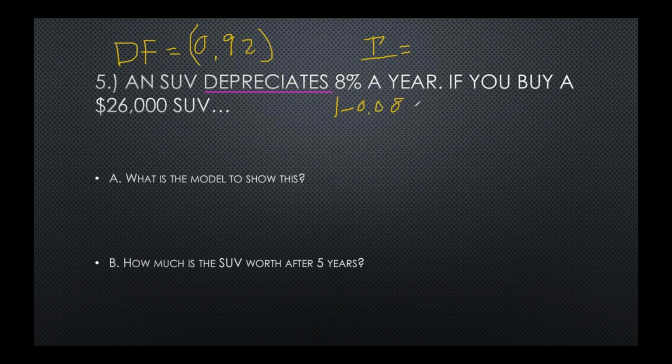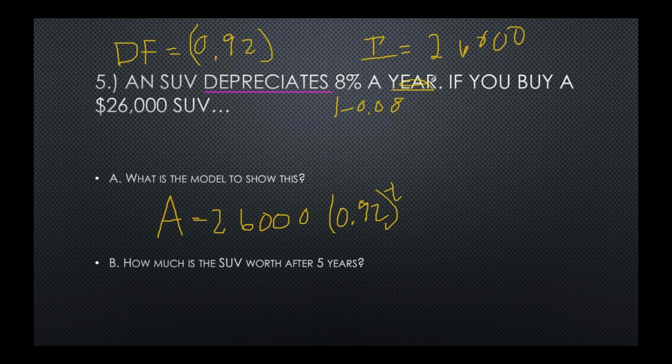Okay, what's my initial amount? 26,000. So our model, A equals the initial amount of 26,000 times 0.92 raised to the t, where in this case t is years. So it's whatever time they're talking about in the particular problem.